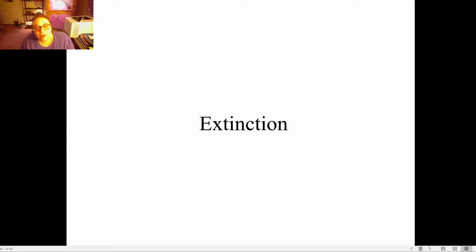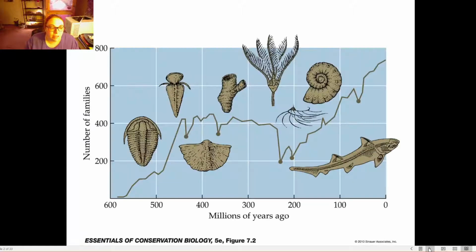Hey everyone, this lecture is going to be about extinction. Over the history of the Earth, the number of families that have been found on Earth has fluctuated quite a bit. So you can see it goes up and down a little bit. But there are certain points in history when there was a drastic drop in global diversity over a relatively short period of time. Those are these dips that you're seeing here. And we call those times the mass extinctions.